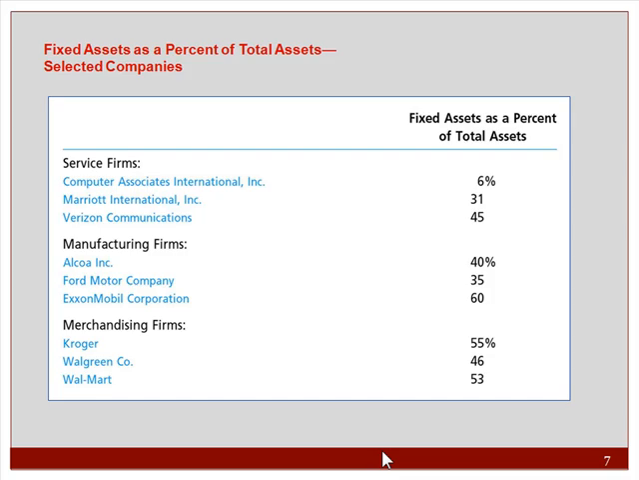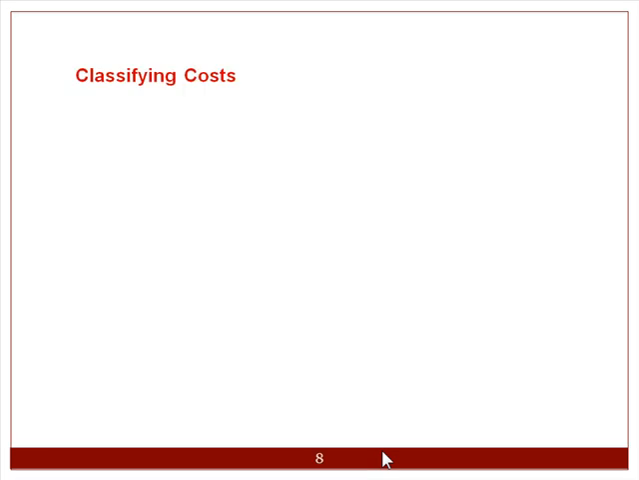So here's just a little chart of fixed assets as a percent of total assets from selected companies, so that you can see that different types, manufacturing firms are going to have a huge amount of fixed assets. Service firms won't, just the nature of the business.